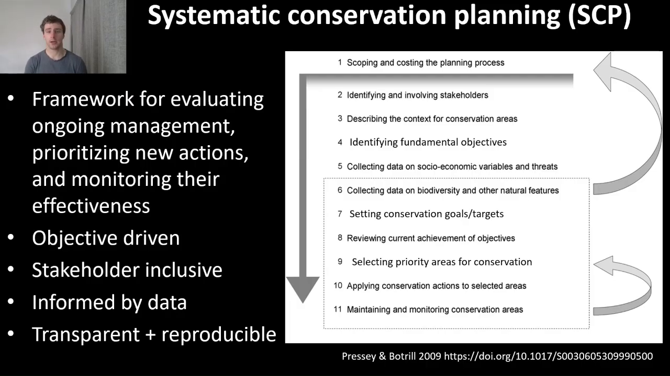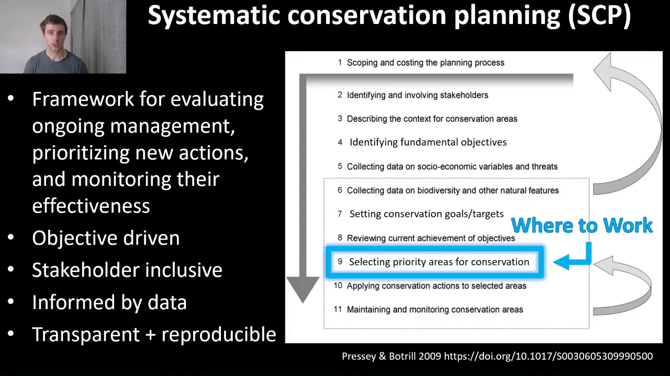and it's transparent and reproducible. And so the idea here is that at step 8, when we're reviewing how well our existing areas are doing, and at step 9, when we're identifying our priority areas, that's going to be based on data and analyses. And so the idea there is that if you repeat those procedures with the same data, you would obtain a similar kind of result.